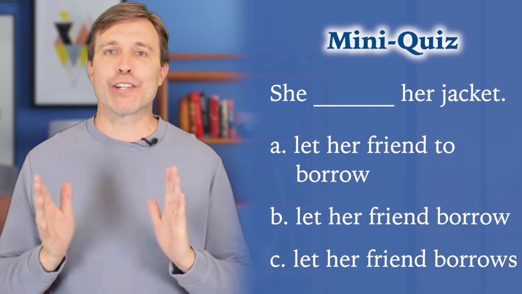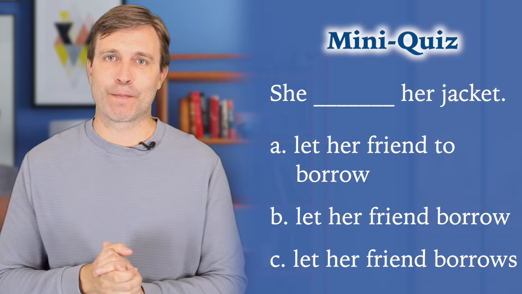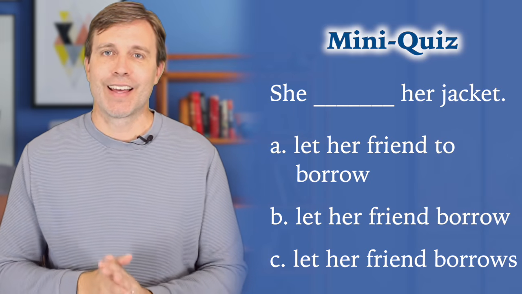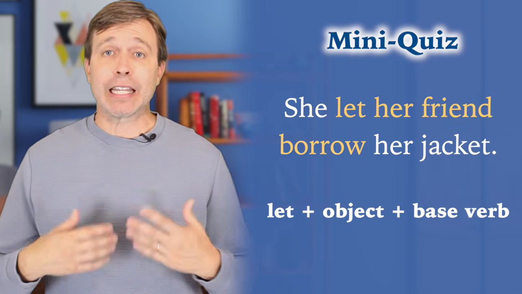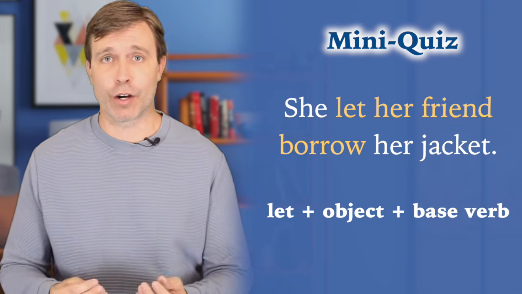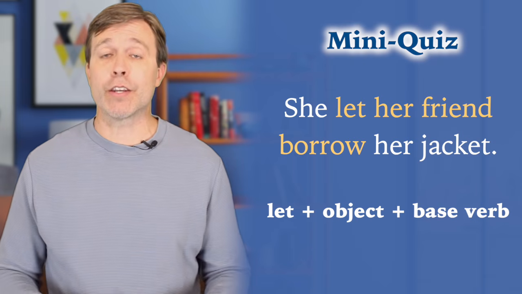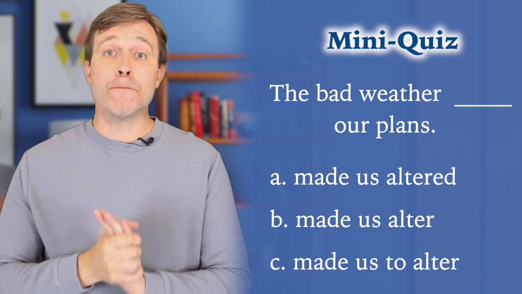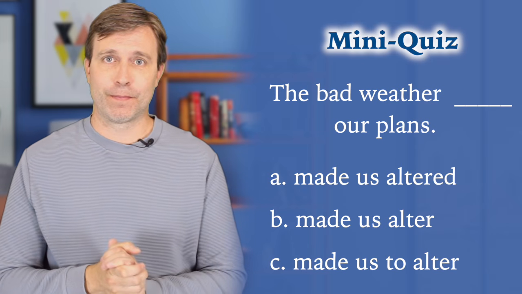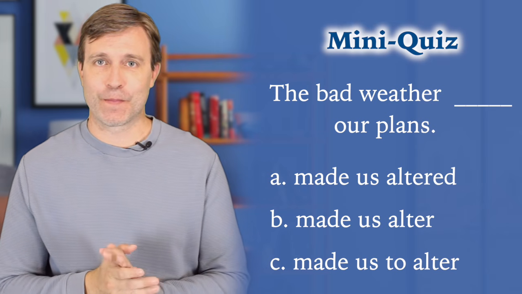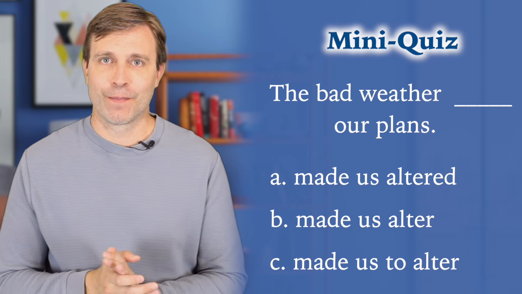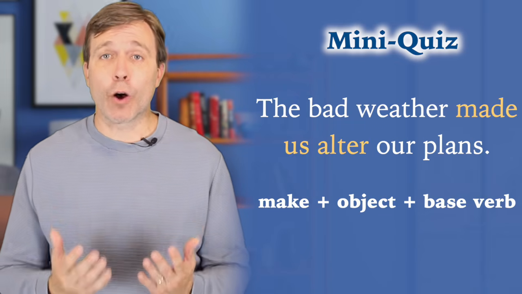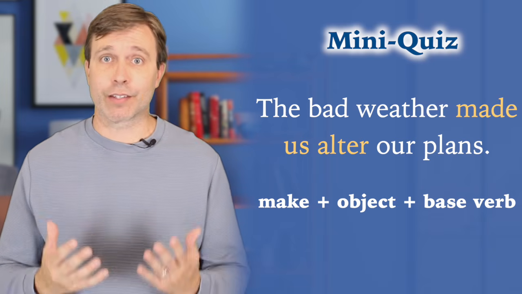Here's the next one. She blank her jacket. The answer is she let her friend borrow her jacket. She let someone do something. Here's another question. The bad weather blank our plans. What do you think? The answer is the bad weather made us alter our plans. It forced us to do this.